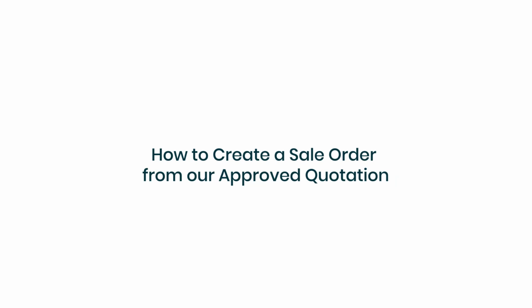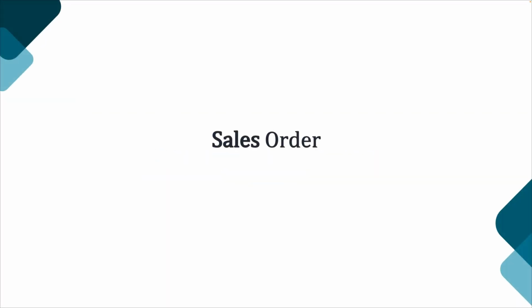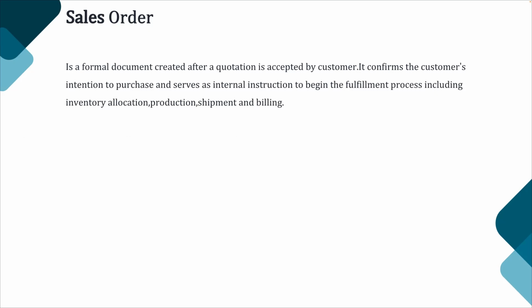In this video, we'll be learning about how to create a sale order from our approved quotation. So what do you mean by sale order? It is a formal document created after a quotation is accepted by the customer, and it confirms the customer's intention to purchase and serves as an internal instruction to begin the fulfillment process, including your inventory allocation, production, shipment, and billing. In order to understand the concept in a better way, let me explain it in detail.